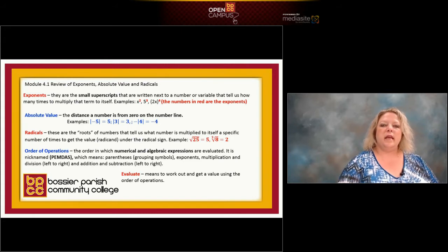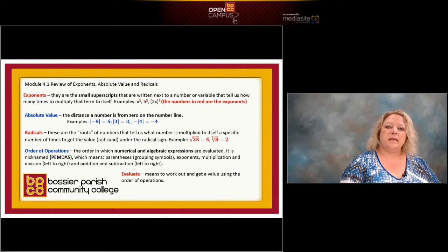The first word is an exponent. Now we all should know what an exponent is and what its job is. The exponent is the small number that's located at the top right of either a variable, a constant, or an expression. I've given you some examples inside the definition, like x to the second power, 5 to the third power, and then I have a monomial, 2x in parentheses raised to the fourth power. All of the little numbers in red, those are called our exponents.